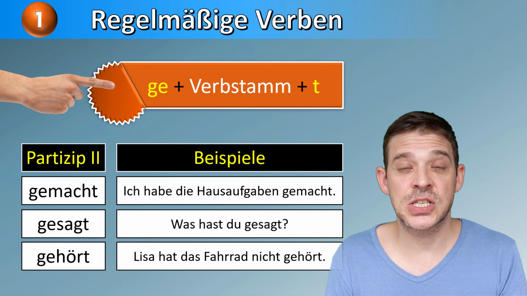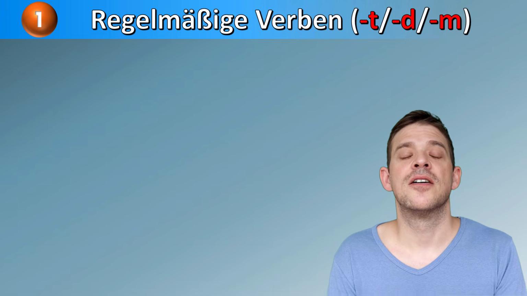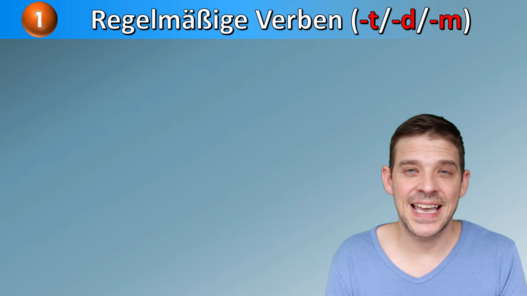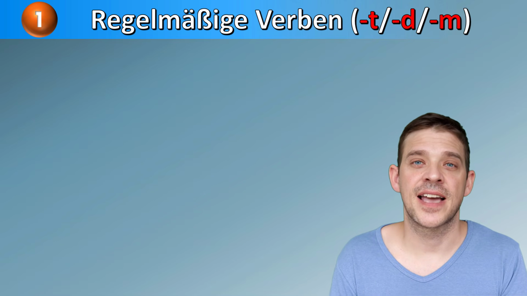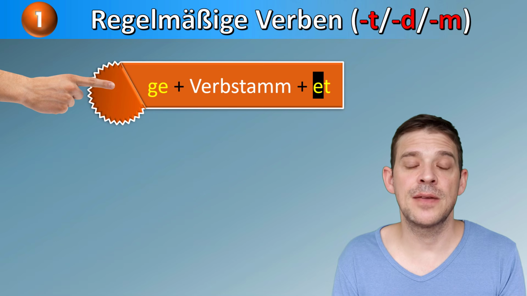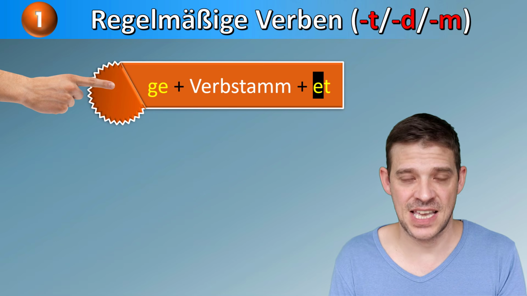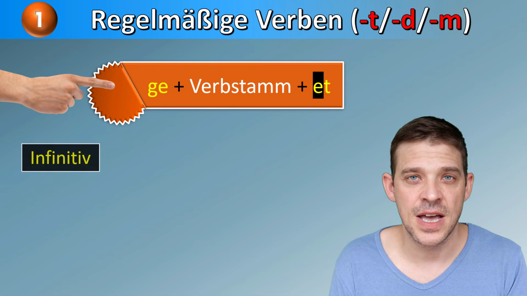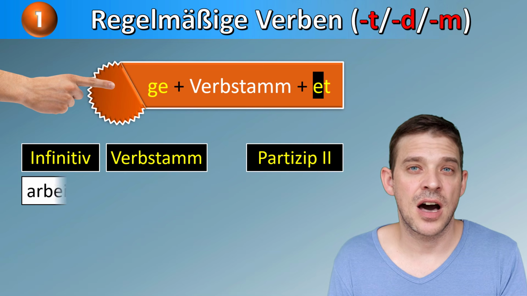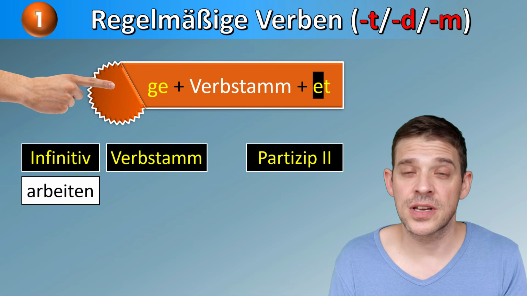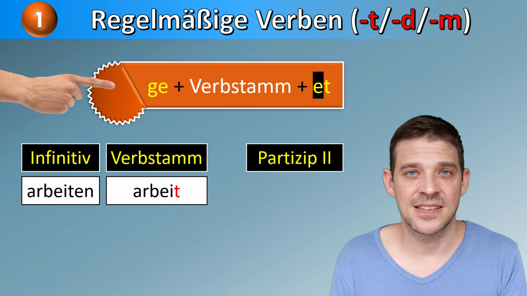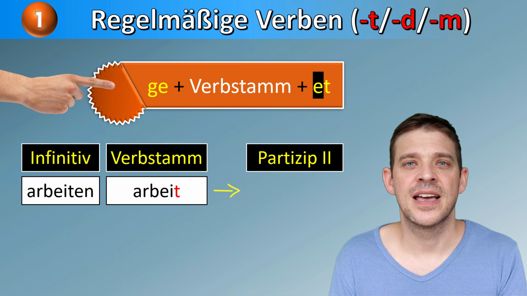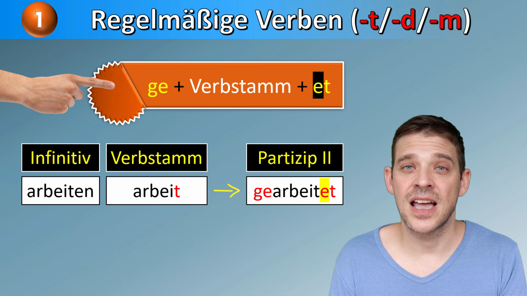Now let's look at a special kind of verbs. Verbstamm mit T, D oder M at the end of the verb stem. They have a special rule. And this is GE plus Verbstamm plus ET. And there you have to add this E. Zum Beispiel das Verb arbeiten. Arbeiten, to work. And you see im Verbstamm there is a T at the end. Therefore, you need to add an E in the PP.